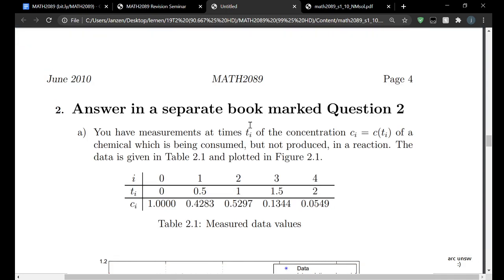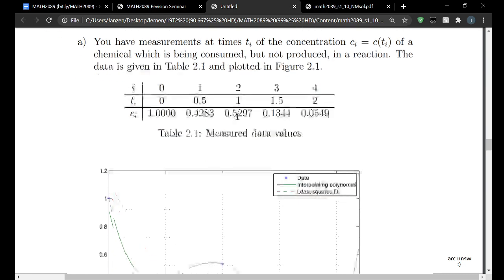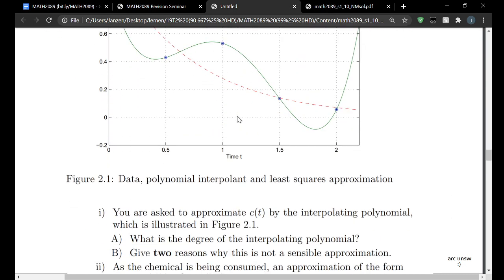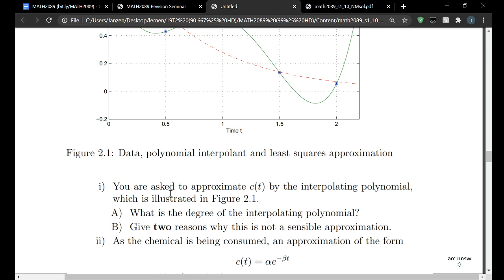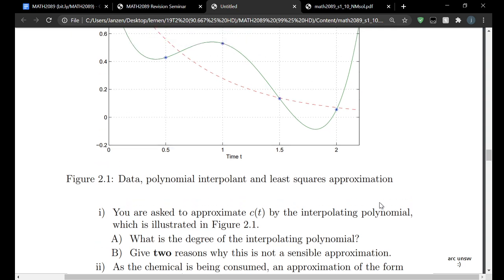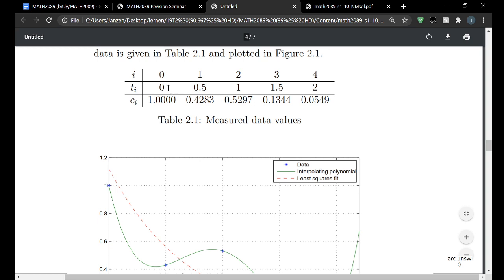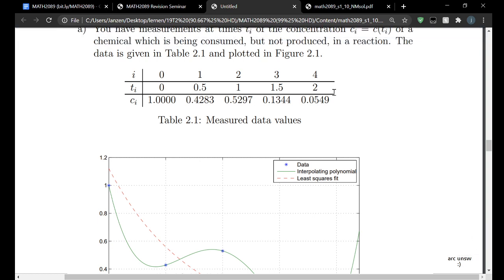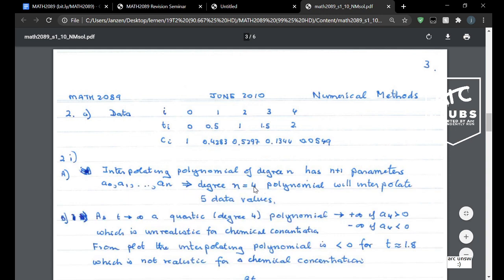Second question. This is a least squares problem. No, it's not. Yes, it is. You are asked to approximate CT by the interpolating polynomial. What is the degree of the interpolating polynomial? To find the degree, you look at the number of data points that they give you. They give us 5 data points, so the degree of the polynomial would be 5 minus 1. So 5 data values, n is equal to 4, so degree 4.